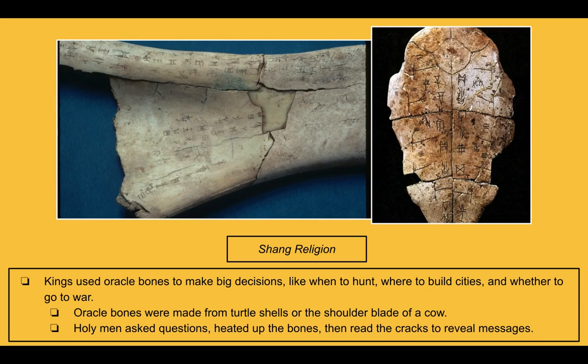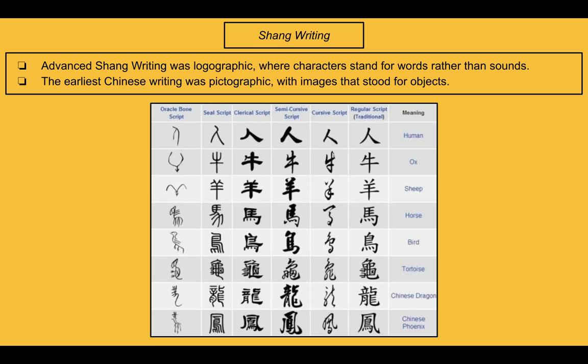Continuing on for Shang religion here, kings used oracle bones to make big decisions, like when to hunt, where to build cities, and whether to go to war. Oracle bones were made from turtle shells, like here on the right, or the shoulder blade of a cow, like here on the left. And they were used by holy men who would either ask questions or make a statement, then heat up the bones, and then read the cracks to reveal messages that they would then use to make big decisions.